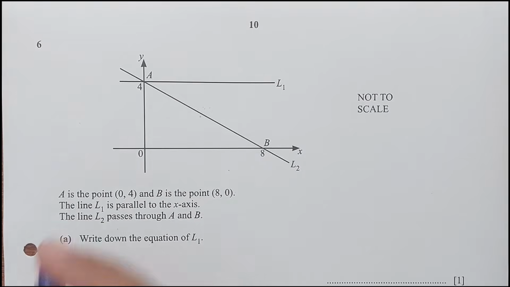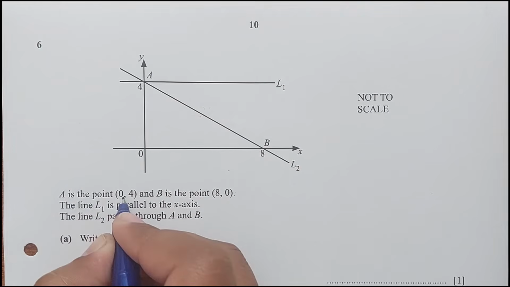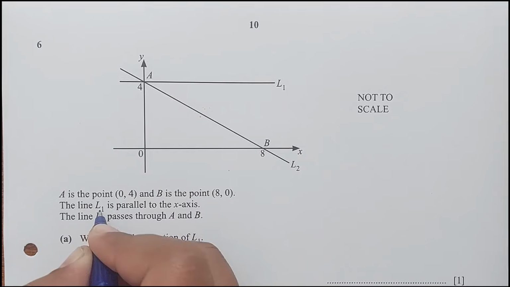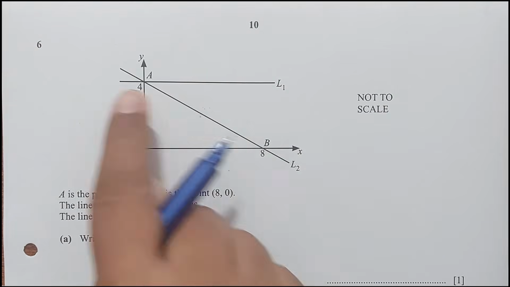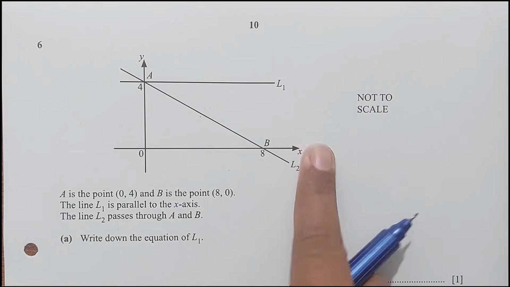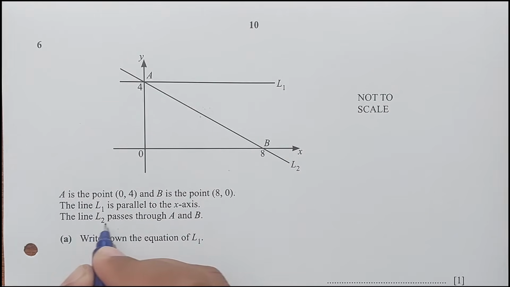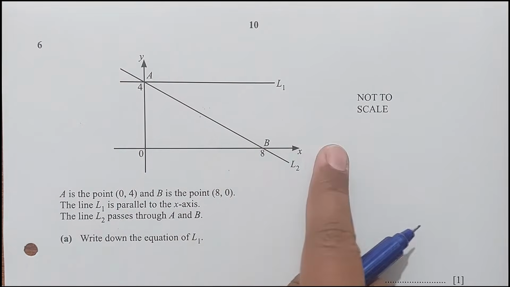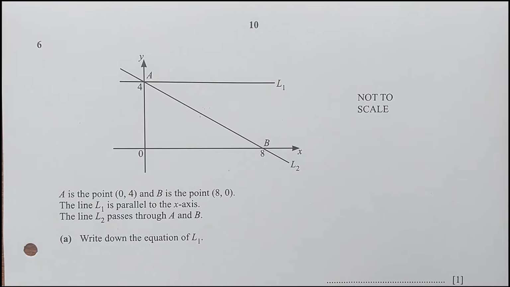Question number 6. A is the point (0, 4) and B is the point (8, 0). The line L1 is parallel to the x-axis. The line L2 passes through A and B. Number 1, write down the equation of line L1. L1 is parallel to the x-axis, so this is just y equals 4. This is understood, y equals 4.